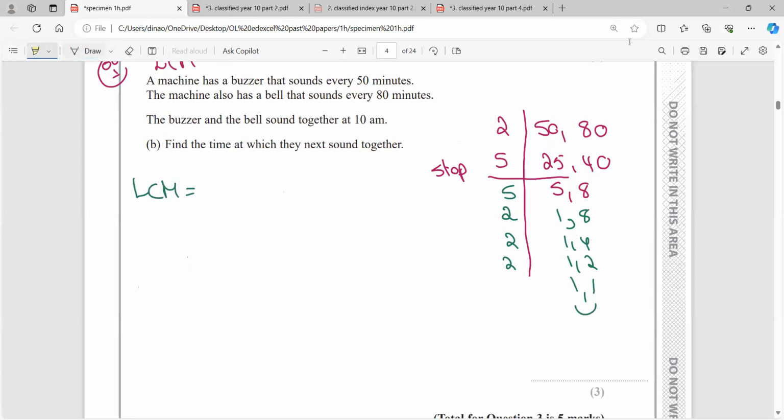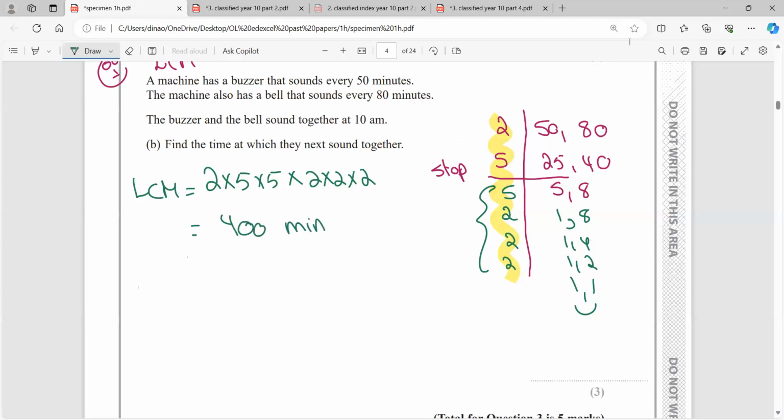Of course, all of these numbers multiplied together, so it will be 2 times 5 times 5 times 2 times 2 times 2. Again, if you wish to use normal numbers for this part, you can do that. So let's do the math: 2 times 5 times 5 times 8. So the LCM is 400. Meaning what? Meaning they will meet again after 400 minutes.